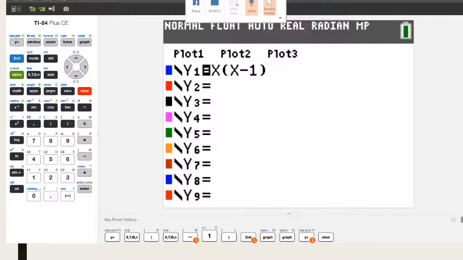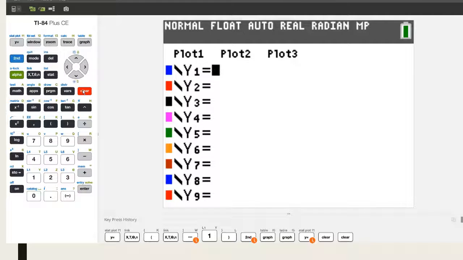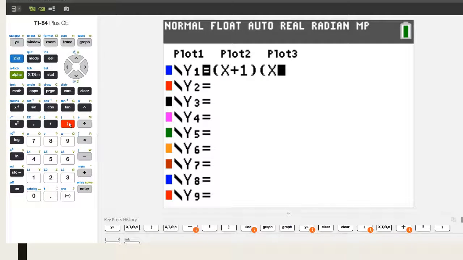So now I'm going to check the solution graphically. I'm going to clear my calculator, and I'm going to add in my equation, which is x plus 1 times x minus 2. And again, this is a quadratic, and we should end up with a graph of a parabola when we hit the graph button.